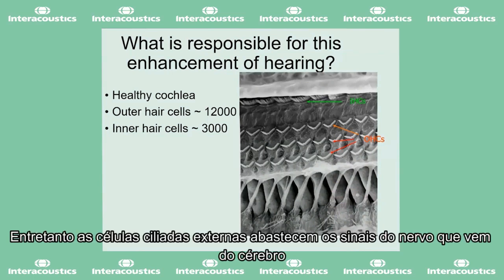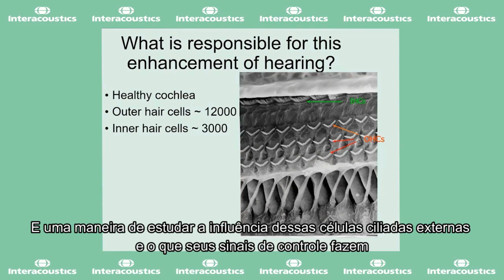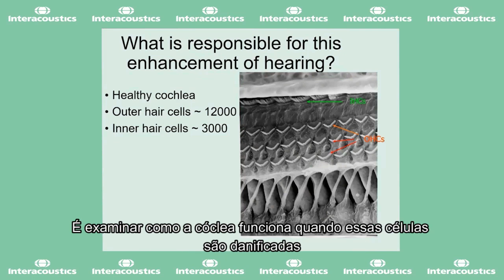However, the outer hair cells are supplied with nerve signals that come from the brain. This hints that, much like the pupil of the eye, perhaps there is some kind of central control from the brain that is regulating the operation of the basilar membrane. One way we can study the influence of these outer hair cells and what their control signals do is to examine how the cochlea performs once those cells are damaged.